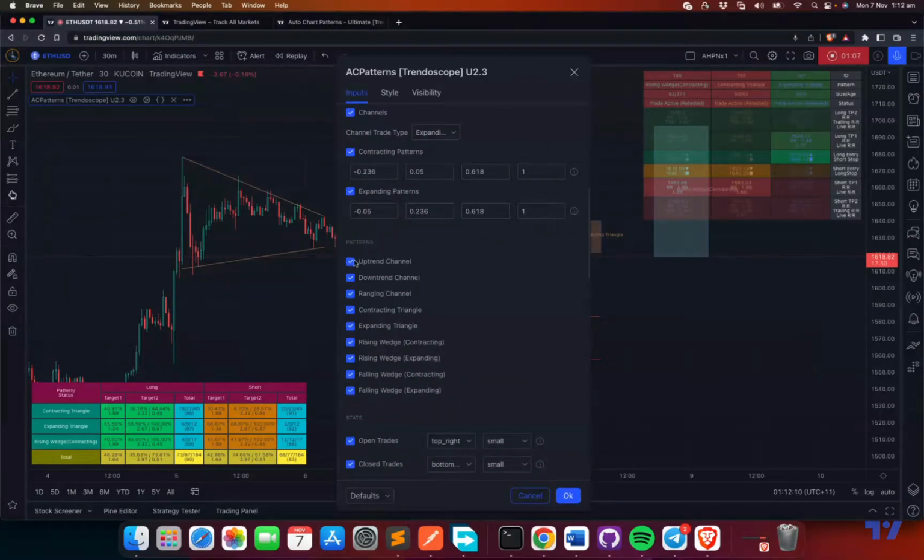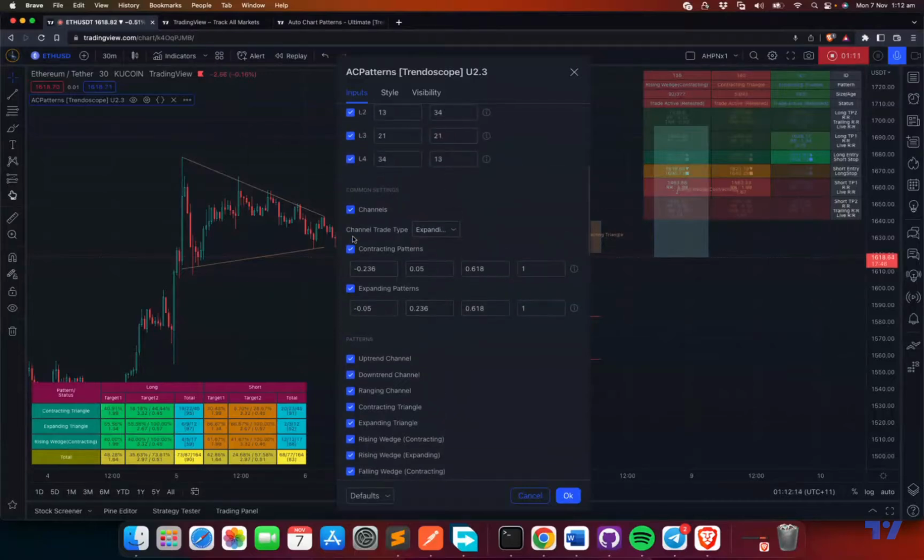If you look at the settings here, you can see the available patterns. You can enable and disable them individually, or you can also enable and disable them in general. For example, if you uncheck channels, all the types of channels are disabled, even though it's enabled here. So for any pattern to be visible, it has to be checked in the individual option as well as in the main option.